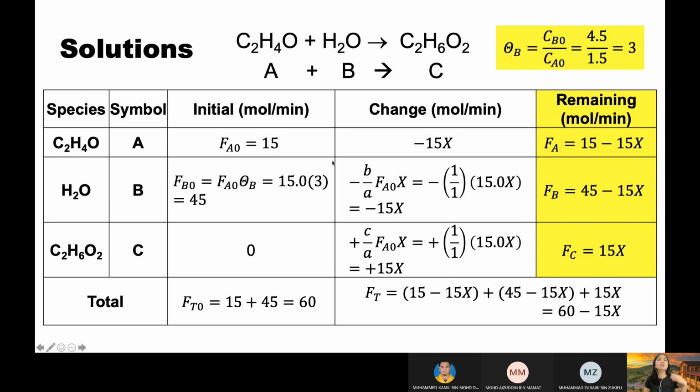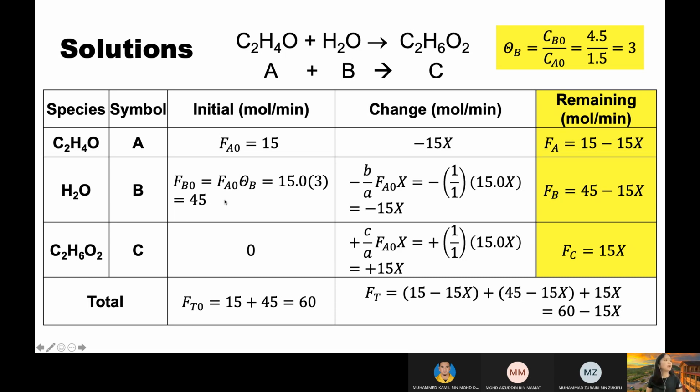So berapa remaining? So kalau initial FA0, remaining FA. So FA equals to, kamu tak payah hafal formula pun. Kamu tengok initial 15, kamu combine dengan change minus 15X. Dapat dah FA. So remaining ni memang tak payah hafal ataupun memang tak payah memerlukan sangat pemahaman. But initial dengan change ni a little bit of understanding. Okay, so next. B.